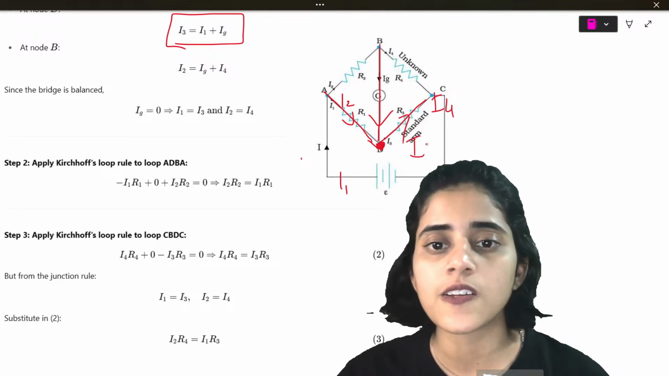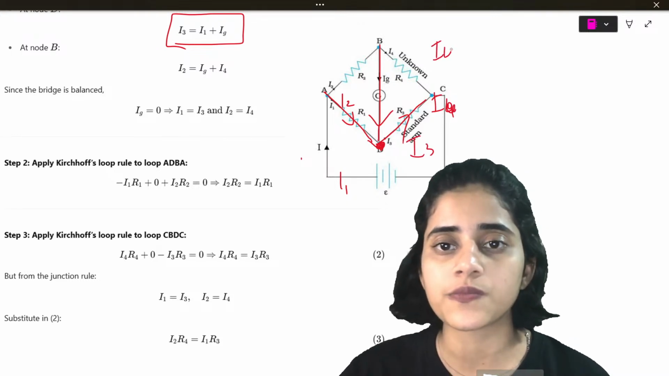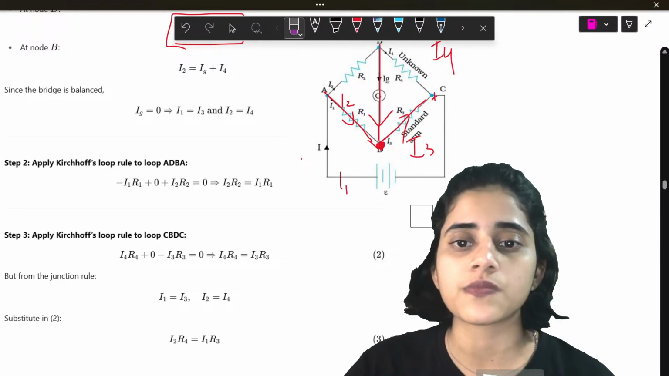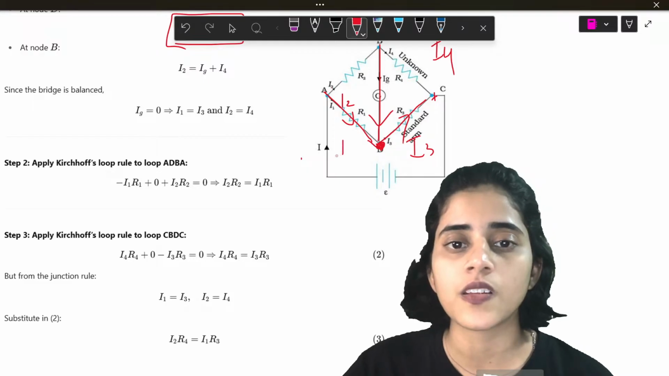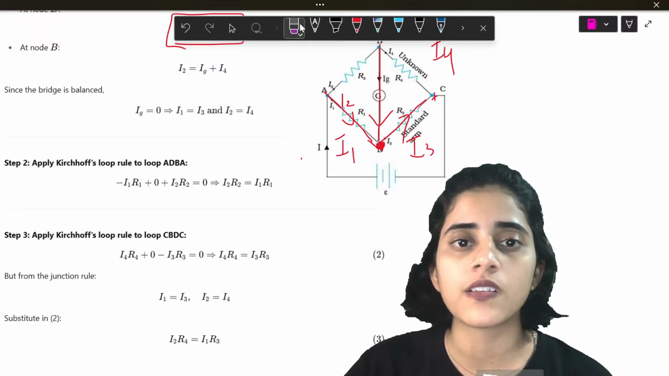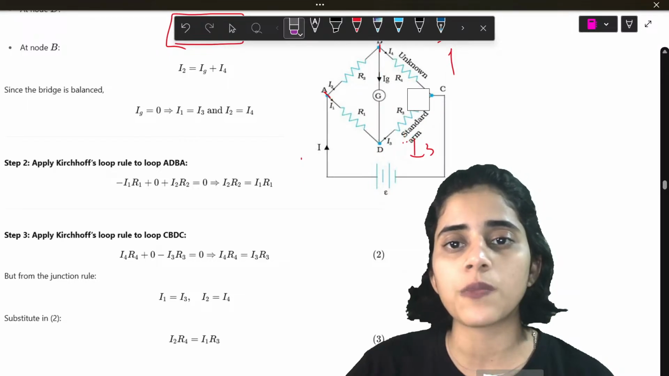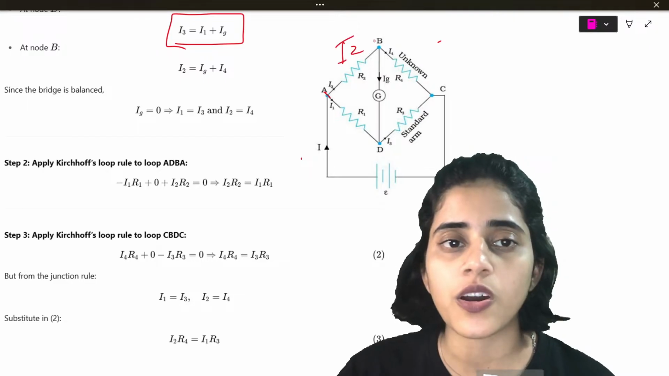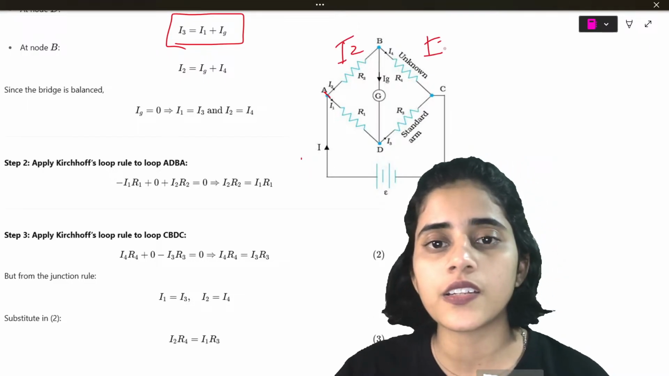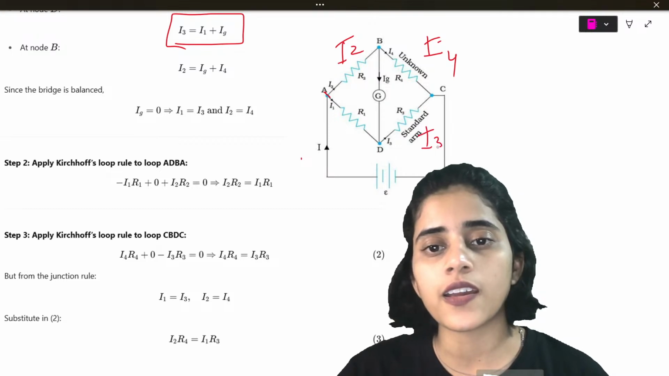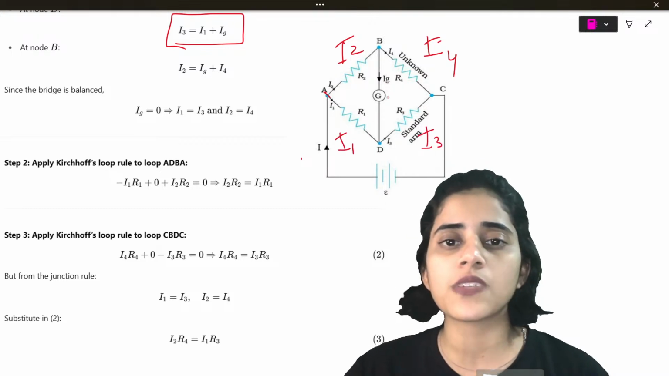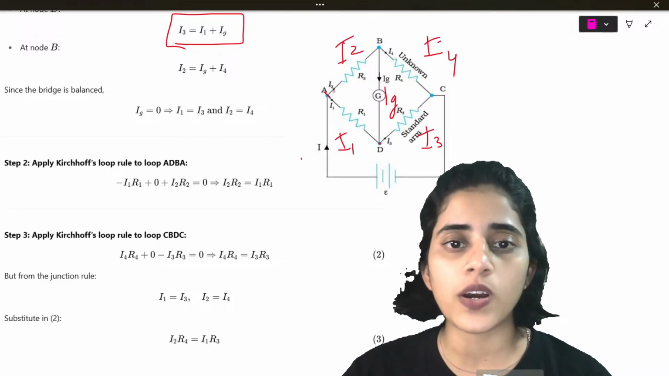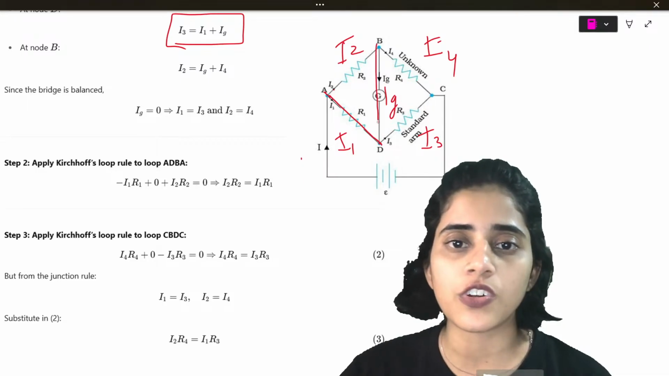So this is I3. I4 is here. I think when I copy pasted, I4 shifted down. When I copy pasted, it all got different. So I2, I4, I3, I1 is on this arm. This is IG. Now, I3 is what? I1 plus IG. This we've already learned.